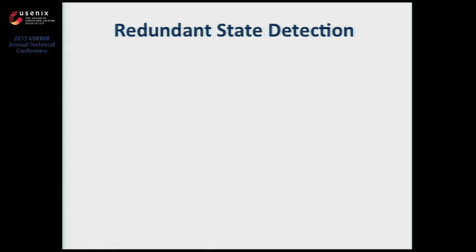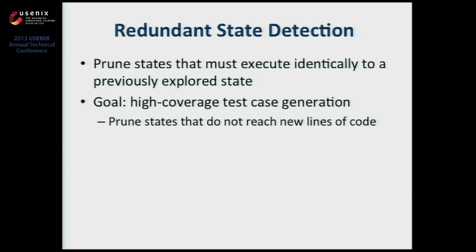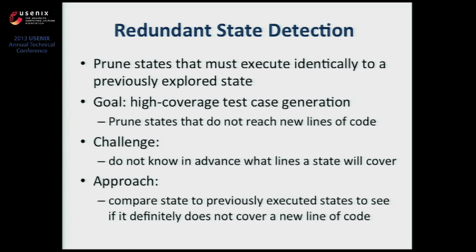So we've developed an optimization called redundant state detection that tries to address this problem. The key insight is that we prune states that must execute identically to a previously explored state. So for example, if your goal is to produce high coverage test case generation, we prune states that do not reach new lines of code. The challenge with this, obviously, is that if we're executing a state, we don't know in advance what lines it will cover. The approach we take to overcome this challenge is to compare the state to previously executed states to see if it definitely does not cover any new lines of code.